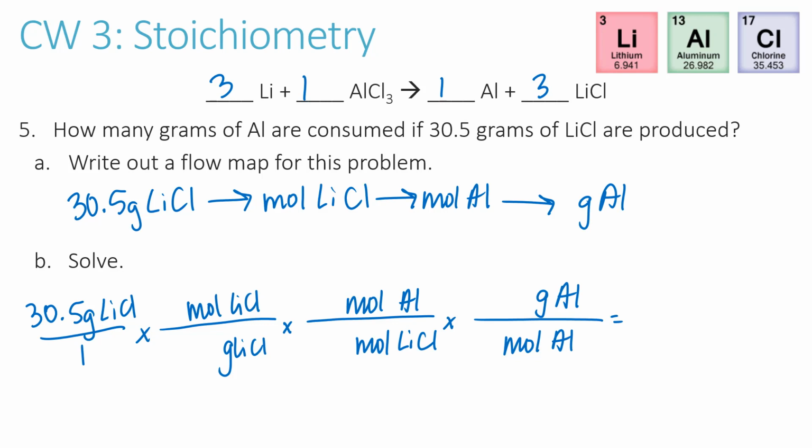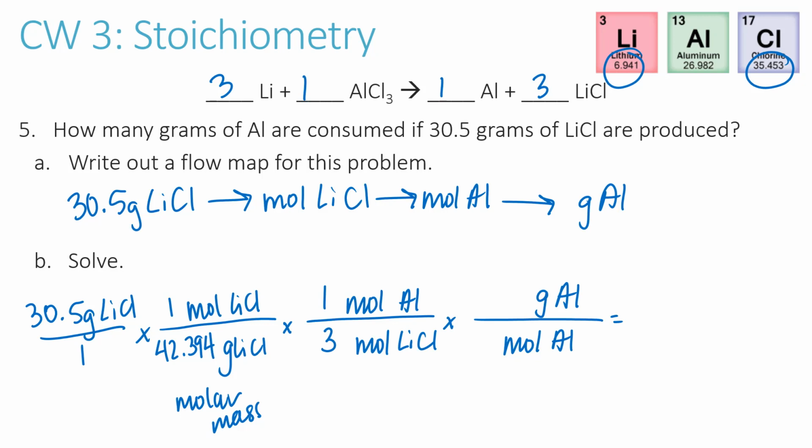So first one I have here is grams and moles, which means molar mass. So the molar mass of lithium chloride, we add the lithium 6.941 to chlorine's 35.453. And I get that 1 mole of lithium chloride weighs 42.394 grams. Next, we have our mole ratio, which is 1:3.